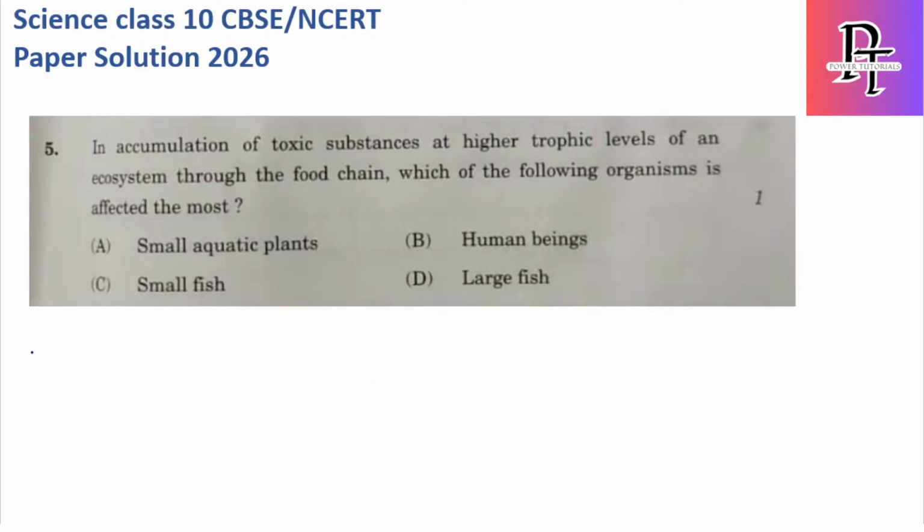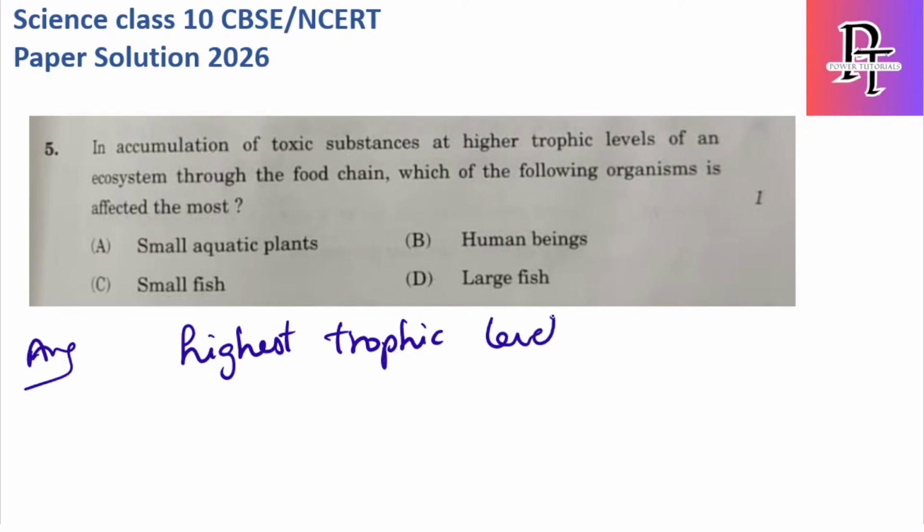So the fifth one. In accumulation of toxic substances at higher trophic level of an ecosystem through the food chain, which of the following organisms is affected the most? So which is affected the most? The higher the order, the higher the effect. So the highest trophic level will be affected the most.